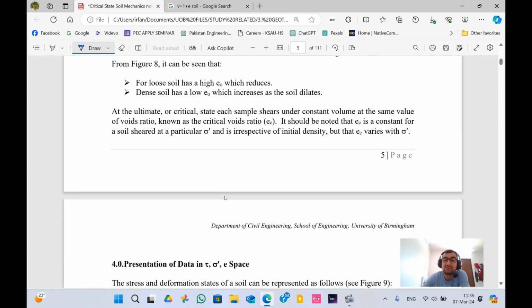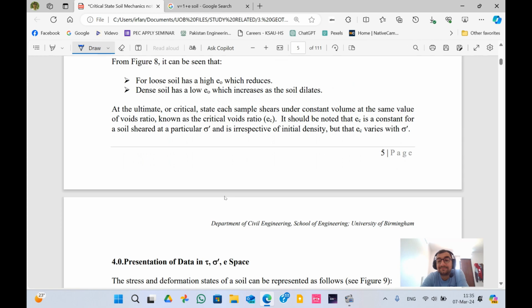It should be noted that the critical void ratio is a constant for a soil sheared at a particular effective stress and is irrespective of initial density. The critical void ratio doesn't depend on the initial density, but it does change with the effective shear stress. This is the concept regarding this.